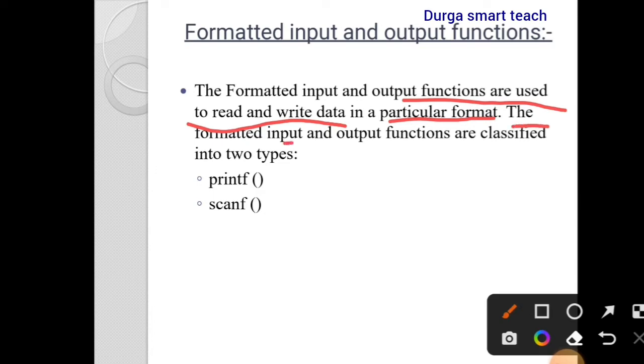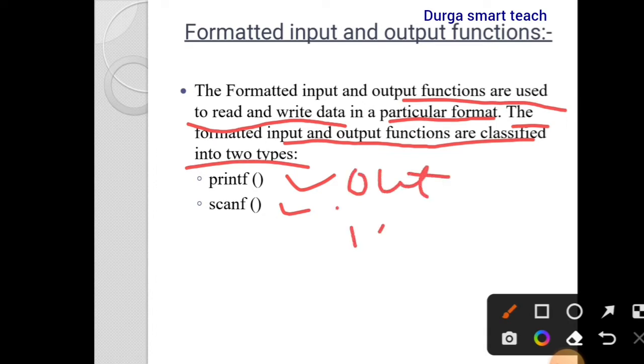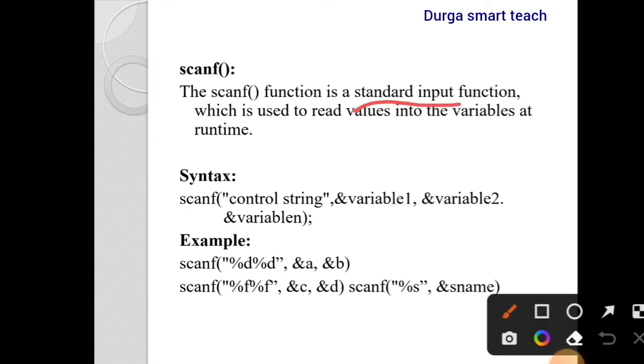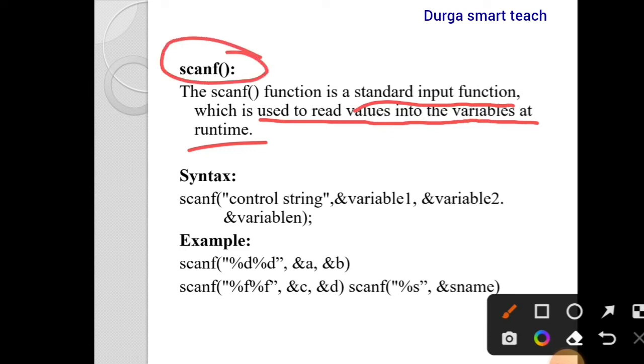The formatted input output functions are classified into two types. The first one is printf and the next one is scanf. Printf is the output function and scanf is the input function: formatted output function and formatted input function. Scanf is a standard input function which is used to read values into variables at runtime. Those values are given by the user. So if you want to read data from the user, then you need to use the scanf function.